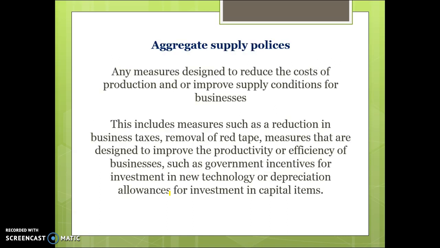Aggregate supply policies: any measure designed to reduce the cost of production or improve supply conditions for businesses. So when you're defining aggregate supply policies, any measure designed to reduce the cost of production or improve supply side conditions, and then for 2 marks I'll be providing examples. This can include reduction in business taxes, removing red tape or compliance costs, measures that are designed to boost productivity or efficiencies, e.g. investment in new technology, so research and development concessions, depreciation allowances. It can also include trade liberalisation, labour market reforms, etc.